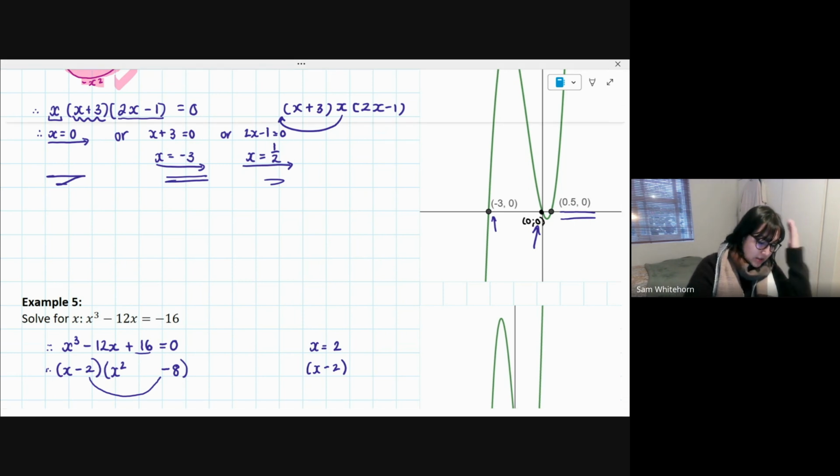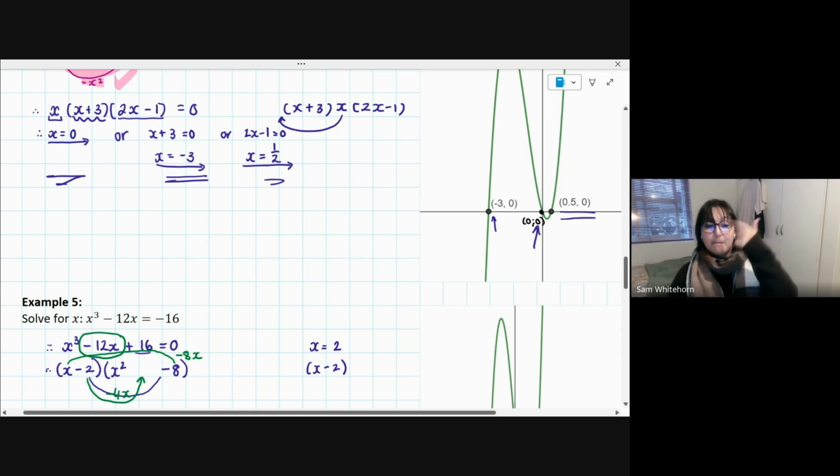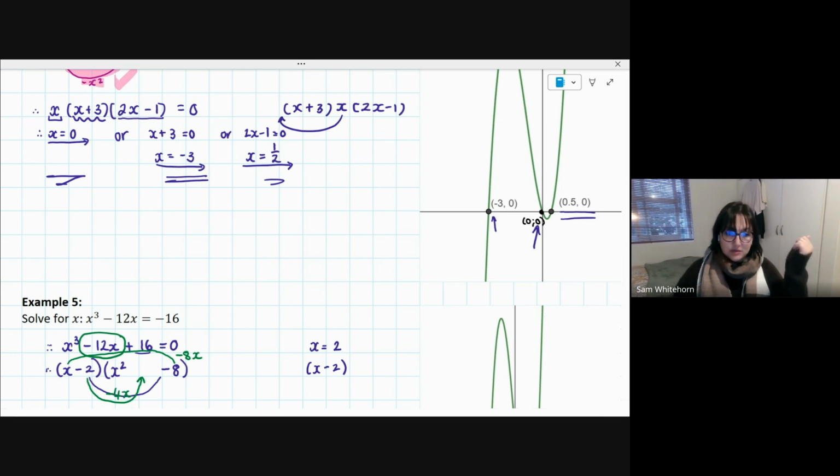And now, as much as my brain doesn't like it, I need to work with those x's. Sorry, my brain doesn't like it. Just got a block to it. If I say x times -8, I get -8x. But I want -12x. So what that means is, when I multiply this -2 by whatever this middle term is going to be, I need it to be a -4x, so that I've got -4x minus 8x giving me -12x.